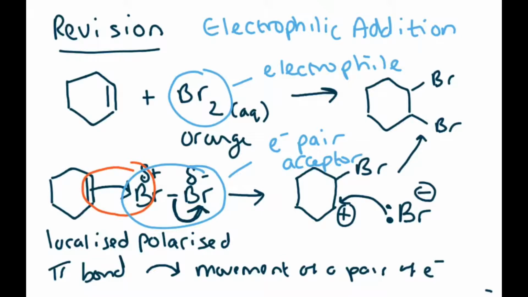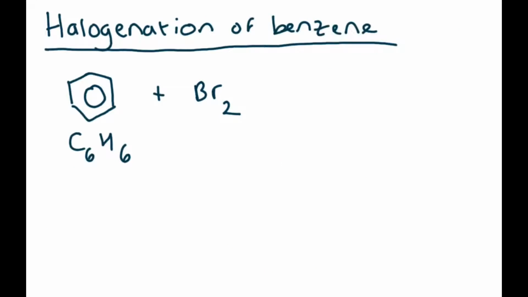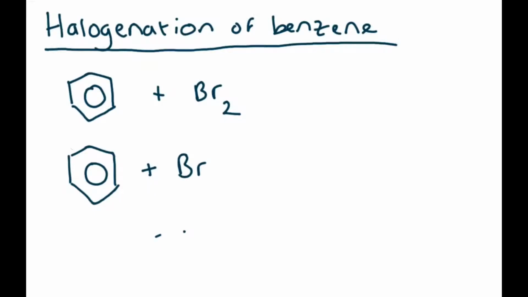So that's the reaction of an alkene, of a pi bond. So let's go back to benzene then. We're going to have a look at the mechanism. So you have benzene, and you have the bromine molecule. This is the mechanism now.